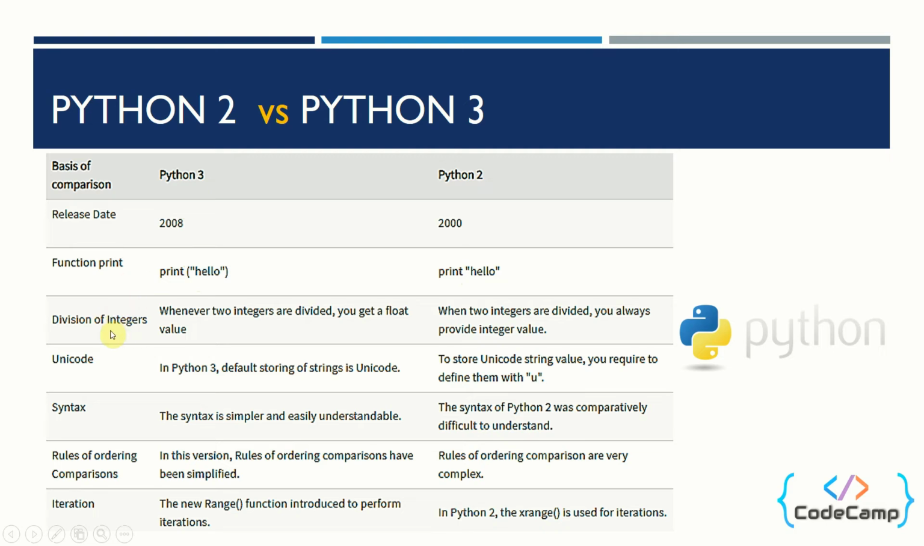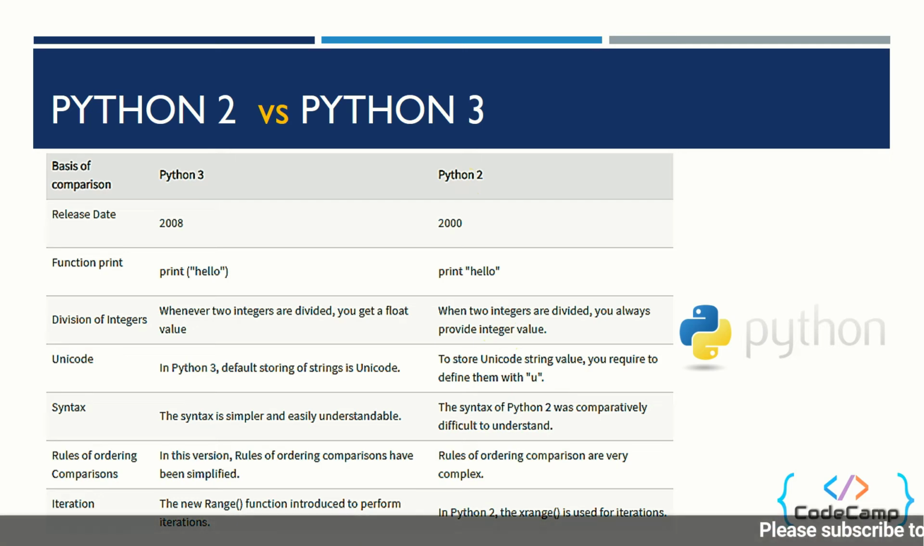Now, if you divide two integers in Python 3, then it gives a float value. If you divide 5 by 2, then it gives 2.5, while in Python 2 it gives an integer value. If you divide 5 divided by 2, then it gives 2.